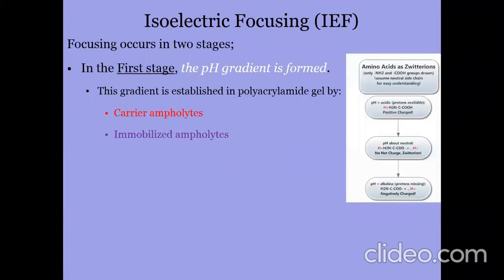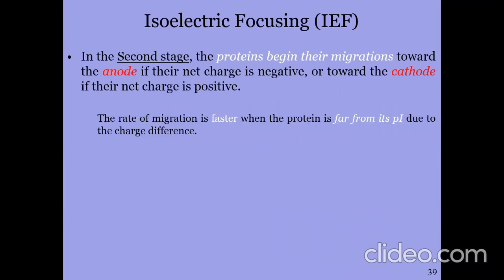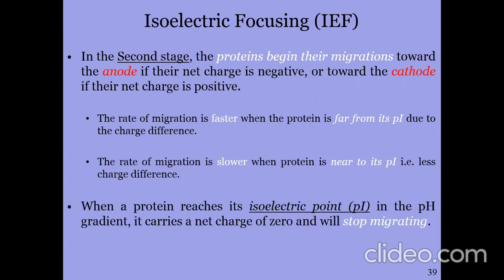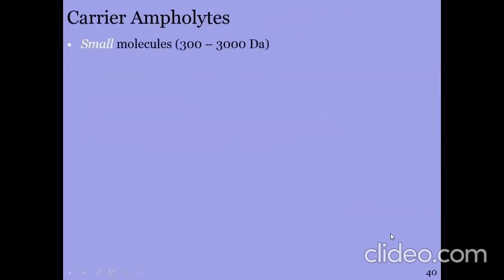And after that, the rate of migration will be slower when the protein is near to its pI, that is less charge difference. Charge difference जितना ज़्यादा होगा, जितना कम होगा, so उतनी movement slow होगी. And when a protein reaches its isoelectric point in the pH gradient, it carries a net charge of 0 and will stop migrating. And next is what are actually carrier ampholytes in detail.